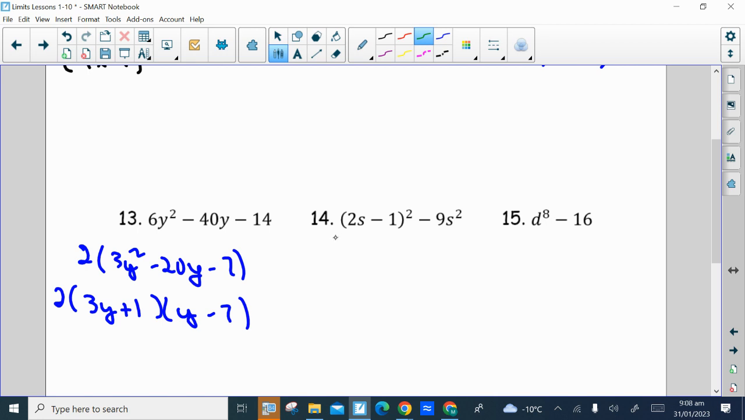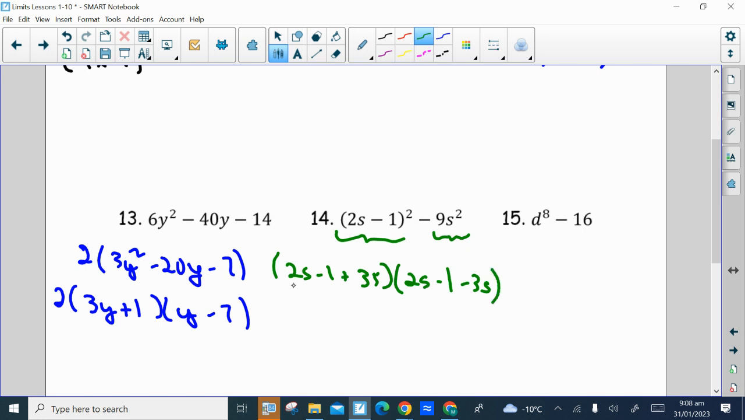This next one is a difference of squares. You have two terms. The first term just happens to be a binomial. There's your first term. The second term is 9s squared. They're both perfect squares, and there's a minus sign in between. So remember to factor a difference of squares. The square root of 2s minus 1 all squared is 2s minus 1. The square root of 9s squared is 3s. One's a plus, one's a minus.